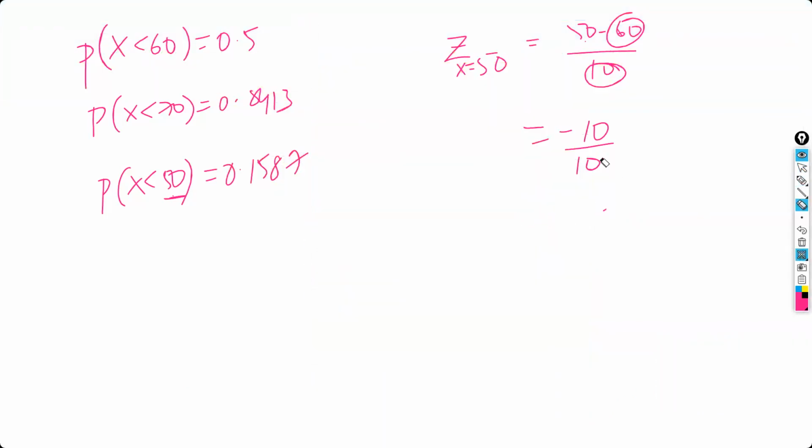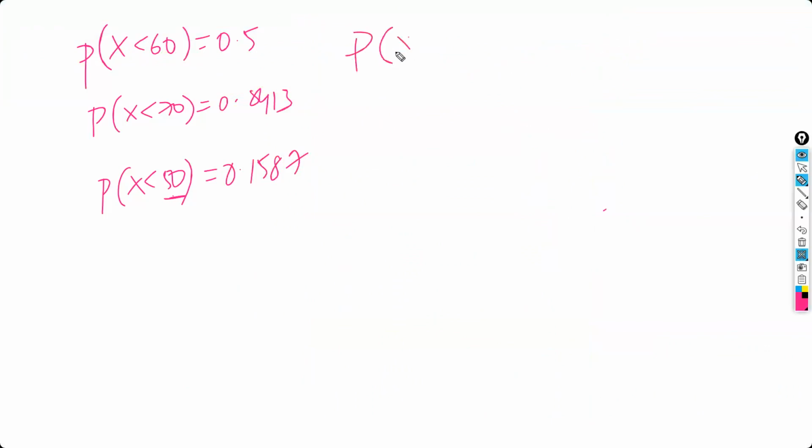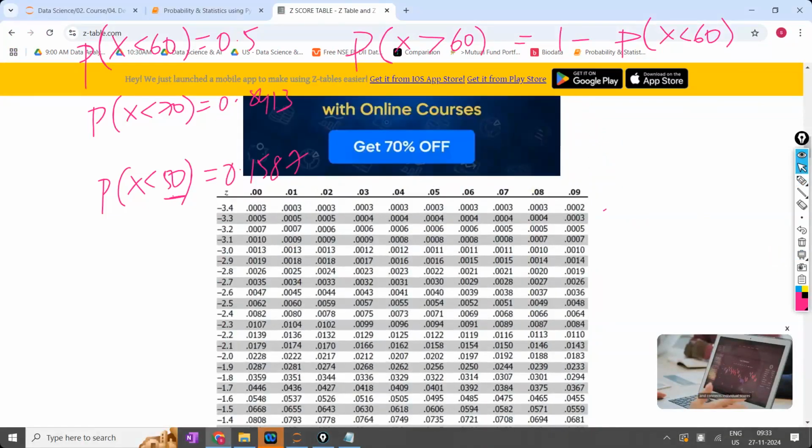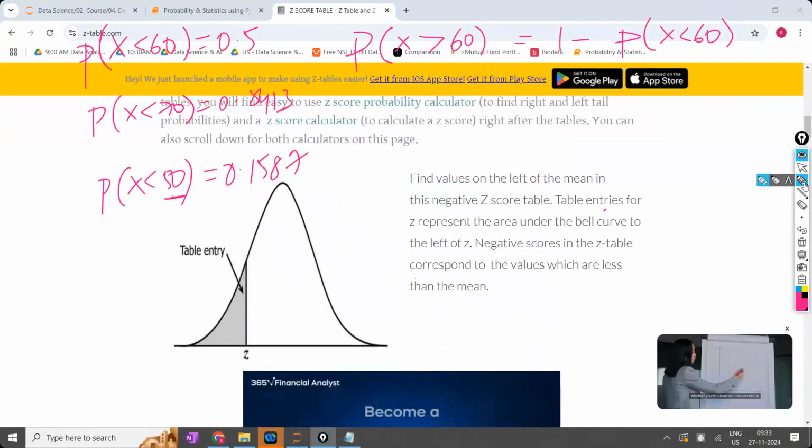Now, based on these three, the next question is, sir, what is the probability of x greater than 60? Greater than 60, how to calculate? Whenever there is a greater than symbol, always we have to write 1 minus the probability of x less than 60. Why, sir? Because from the z table, every time you will get the left side area only. See, can you see here? It will not give the right side area, only the left side, for negative z values.